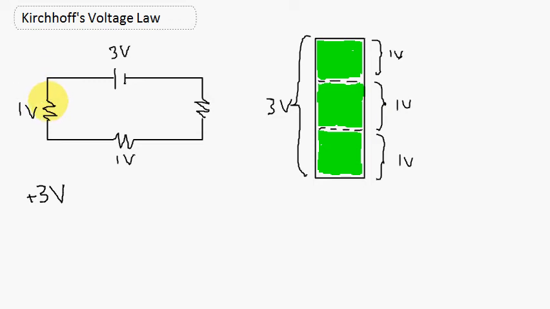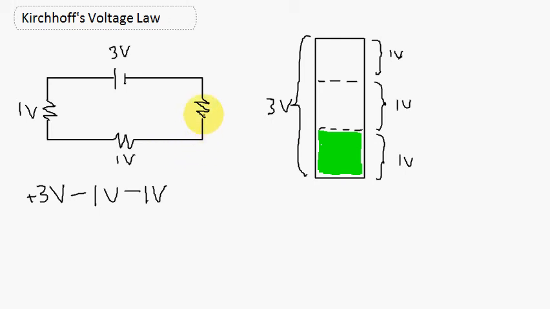Now we move along to the first resistor, where we lose 1 volt. We always lose voltage at the resistor. So we lose 1 volt. We have 2 volts now. So minus 1 volt. As we move across to the second resistor, we lose another volt. So minus 1 volt again. So we have only 1 volt now, as you can see.